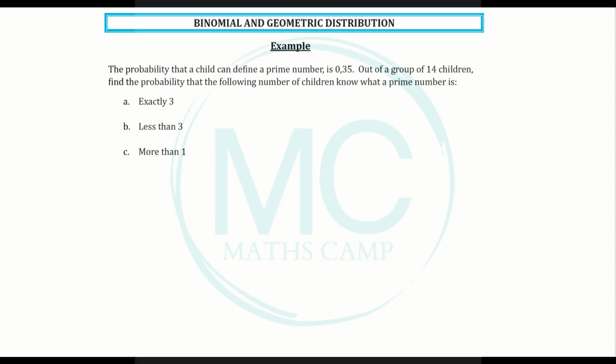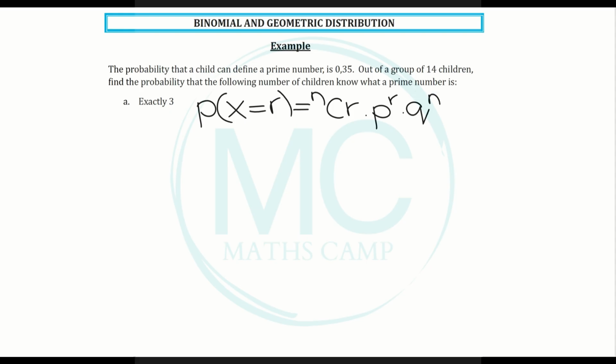Let's look at an example. The probability that a child can define a prime number is 0.35. Out of a group of 14 children, find the probability that the following number of children know what a prime number is. Let's start with part A, exactly 3. We're working with binomial distribution, so we're going to use the formula probability that x is equal to r is equal to nCr multiplied by p with an exponent of r multiplied by q with an exponent of n minus r.